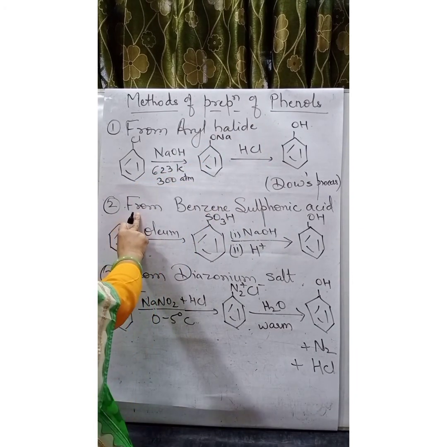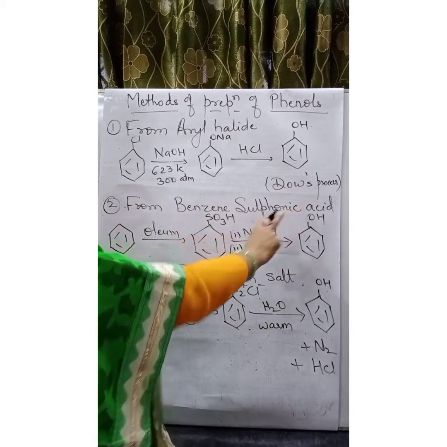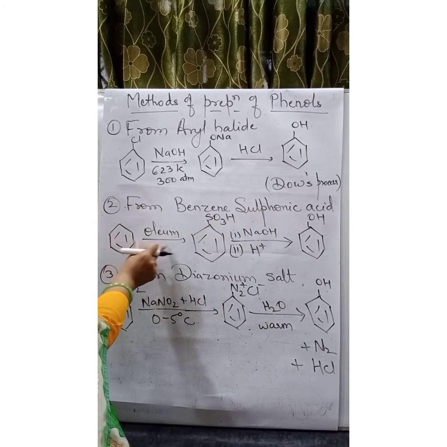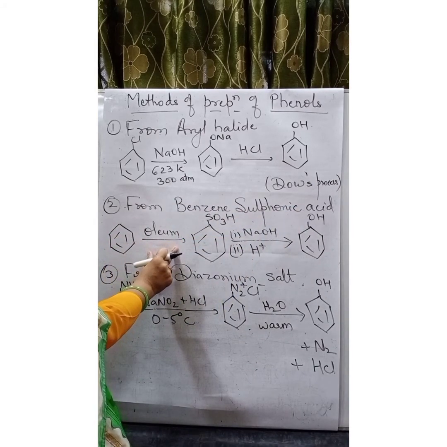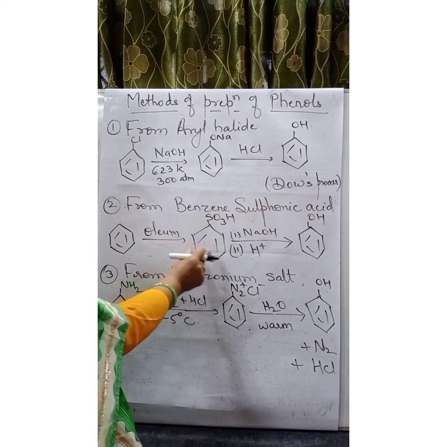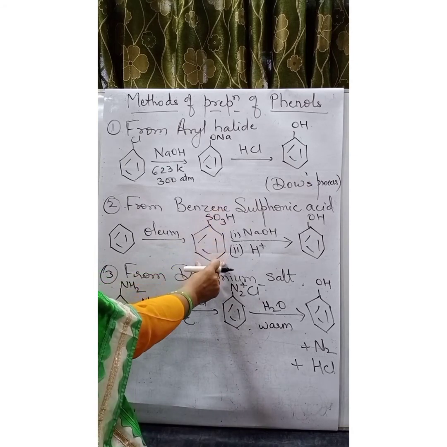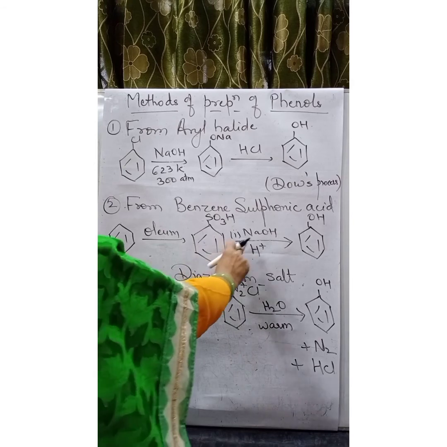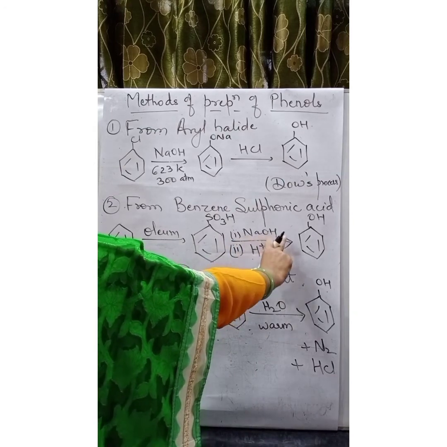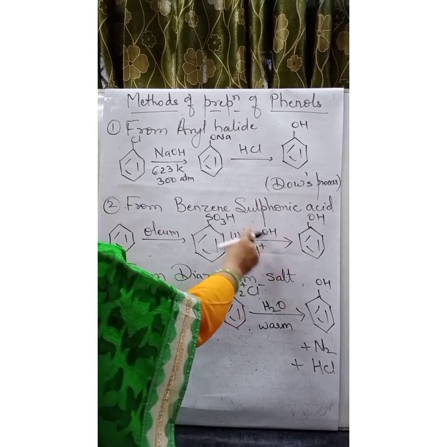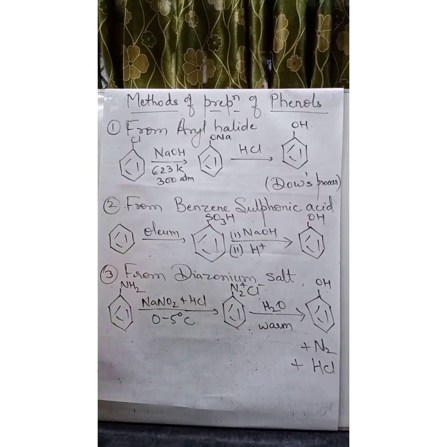Secondly, we can prepare it from benzene sulfonic acid. Benzene, when treated with oleum, highly concentrated sulfuric acid, forms benzene sulfonic acid, and it is treated with NaOH in acidic medium to form phenol. The third and very common method is from diazonium salt.